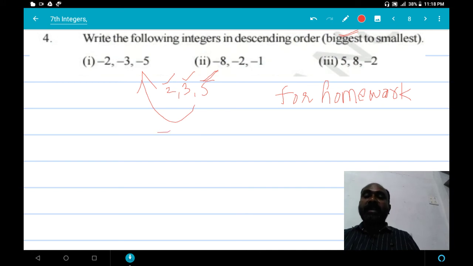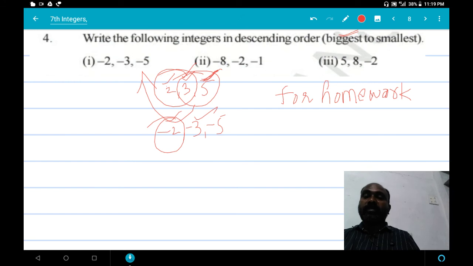When we add the minus sign to 2, 3 and 5, then 5 was bigger, but now minus 2 is bigger. Comparing 2 and 3, 3 is bigger, but comparing minus 2 and minus 3, minus 2 is bigger. Comparing 3 and 5, 5 is bigger, but comparing minus 3 and minus 5, minus 3 is bigger.